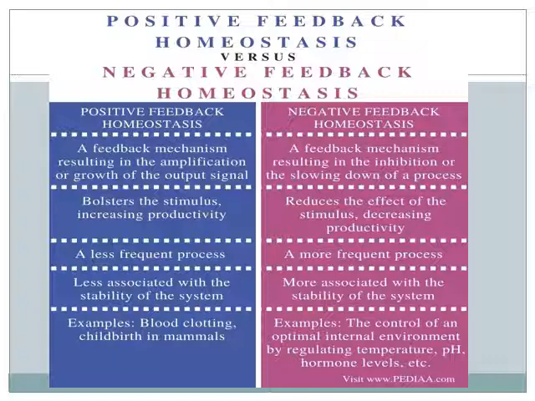Positive feedback is a less frequent process and negative feedback is a more frequent process. Positive feedback is less associated with the stability of the system, while negative feedback is more associated with the stability of the system. Examples are blood clotting and childbirth in positive feedback homeostasis, and in negative feedback homeostasis, the control of the optimal internal environment by regulating temperature, blood pressure, pH, hormone level, etc.